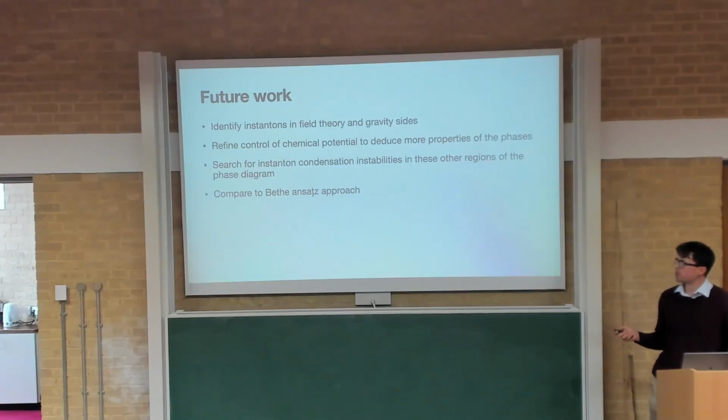So there's a lot of future work which is possible, but some immediate suggestions are that we could try and identify what these instanton objects actually are on the field theory and the gravity side. It would be very interesting if they are D3 branes, because that would tell us a lot about how color degrees of freedom are mapped under the holographic map. And if we can identify them in field theory, then that might tell us about topological objects which might be crucial to the mechanism of confinement.